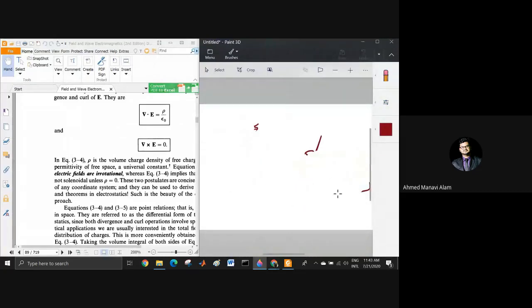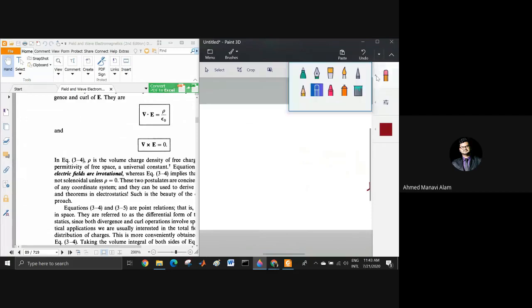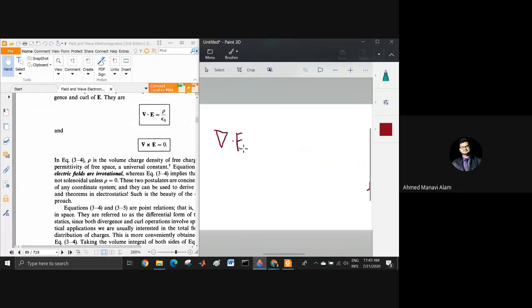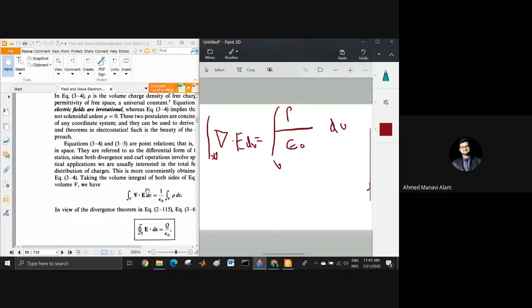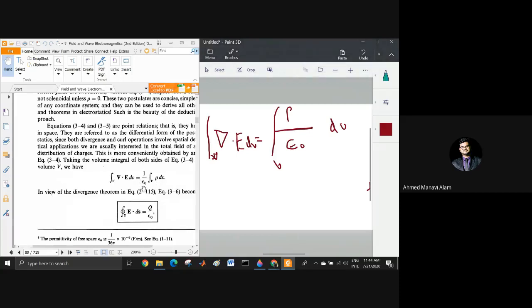মানে কি স্যার, দাঁড়ান দেখাচ্ছি 2 মিনিট। Suppose this is nabla dot E equals rho by epsilon naught. So they have taken the volume integral on both sides. As epsilon naught is constant, they have put it outside.